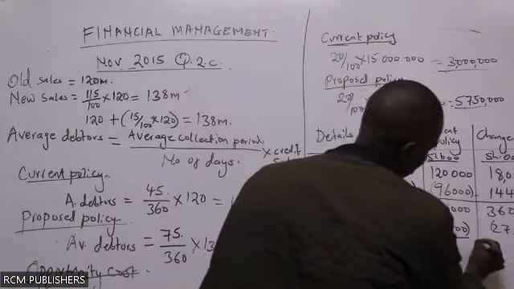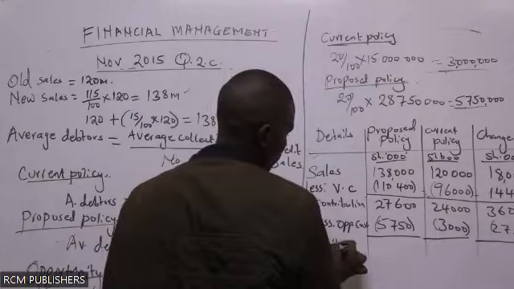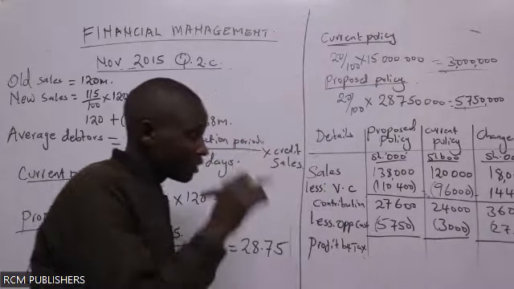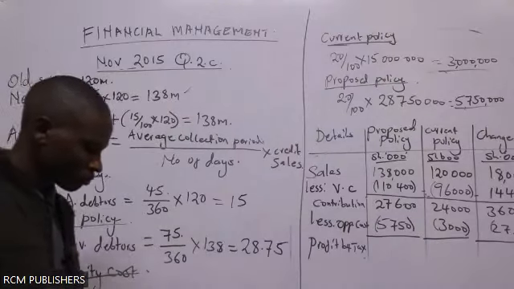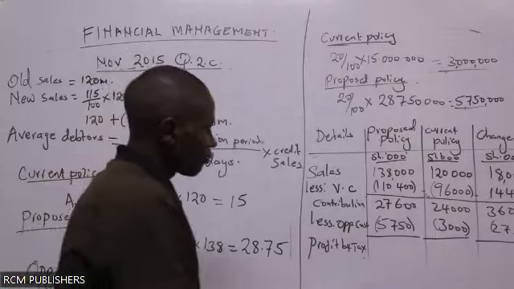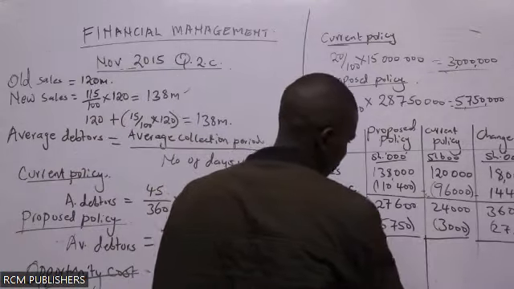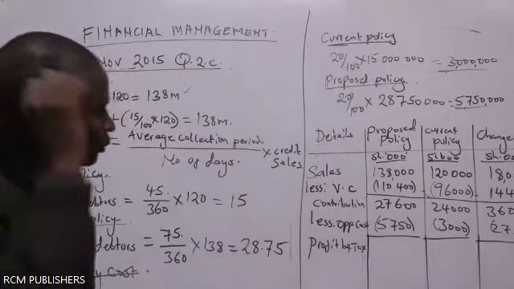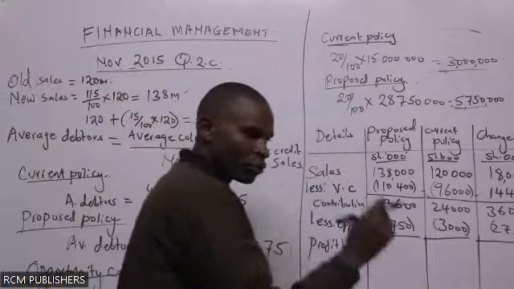So I'll get my profit before tax. Give me the profit before tax for the proposed policy. Ngapi? Anachukua tu hiyo 27,600 na toa 5,750. 21,850.